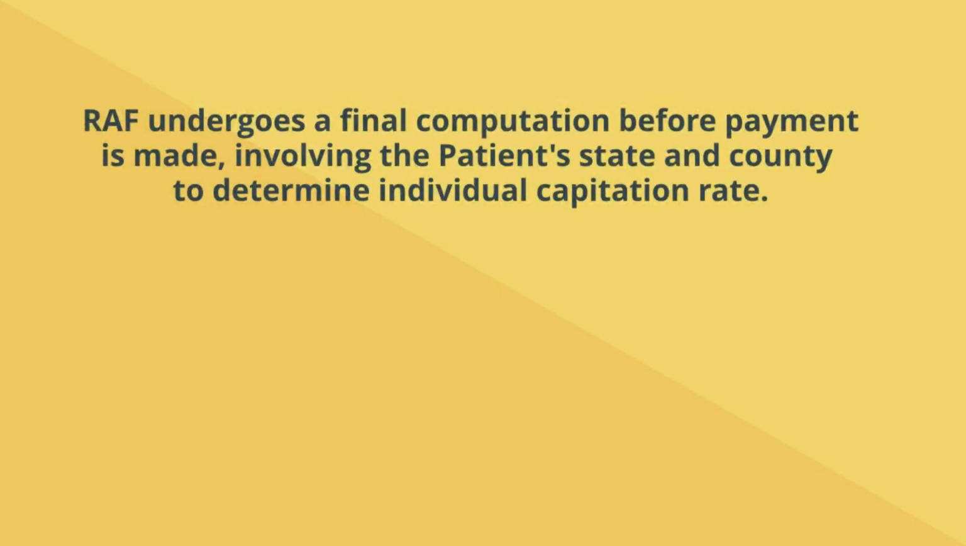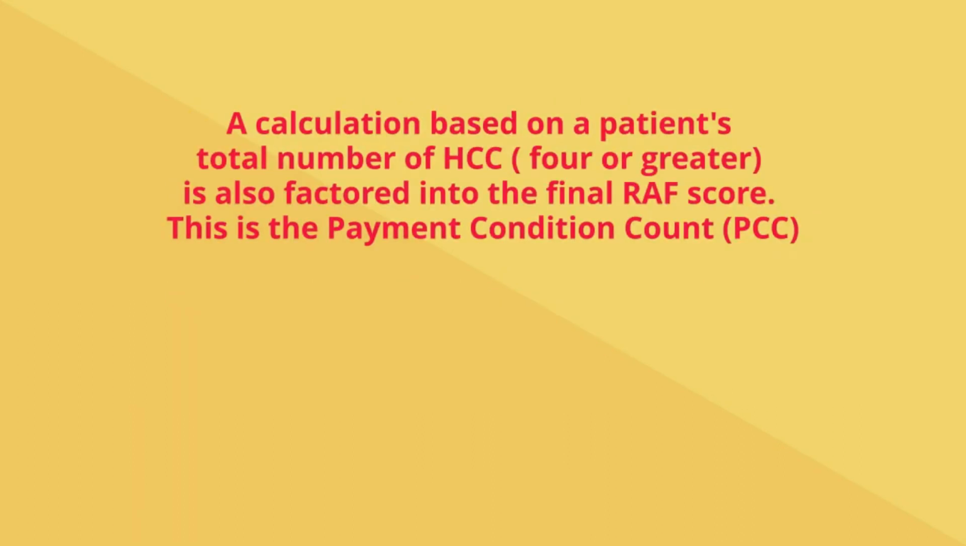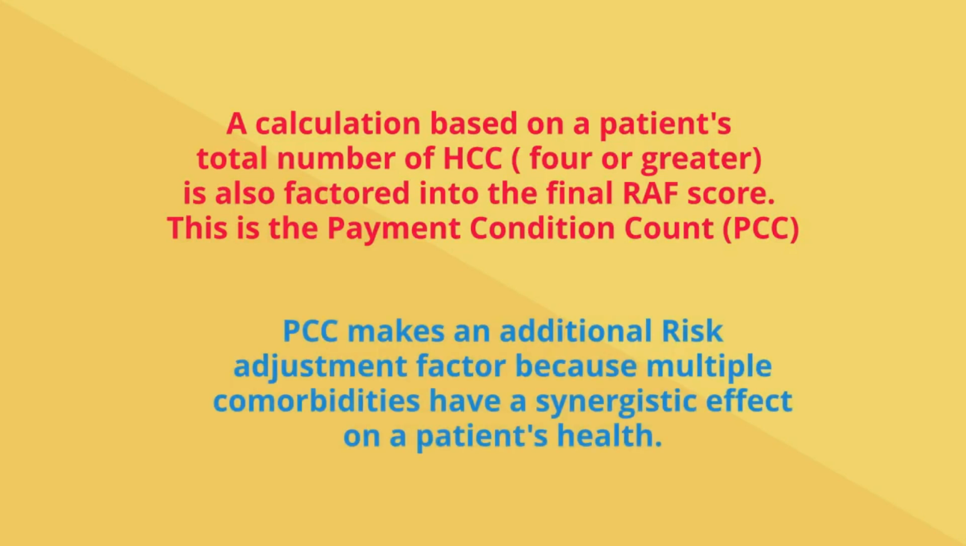RAF undergoes a final computation before payment is made, involving the patient's state and county to determine individual capitation rates. CMS uses this rate to determine the final payment for patient care. A calculation based on a patient's total number of HCCs is also factored into the final RAF score. If the patient has 4 or more HCCs, an additional HCC is generated due to the payment condition count model. Payment condition count makes an additional risk factor because multiple comorbidities have a synergistic effect on a patient's health.